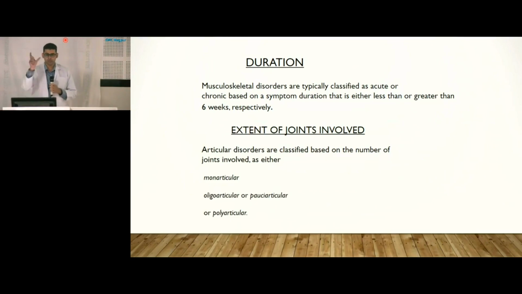Just 6 weeks, the number you keep in your mind. The extent of joint involvement: monoarticular means one joint involvement, usually a large joint of your body. Oligoarticular or polyarticular. Polyarticular is the word which we usually use, especially if you are dealing with pediatric inflammatory arthritis of JIA or not. So oligoarticular means 2 to 3. Polyarticular means 2 to 4 actually.